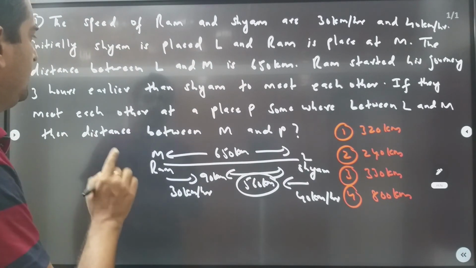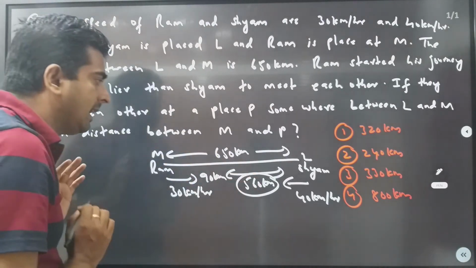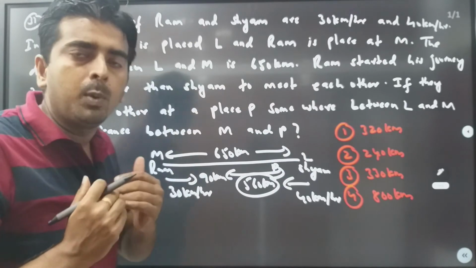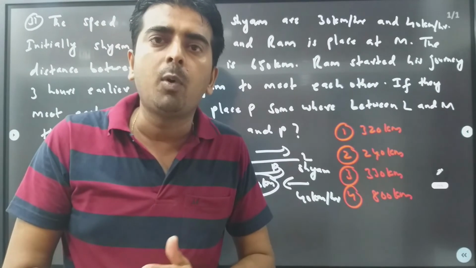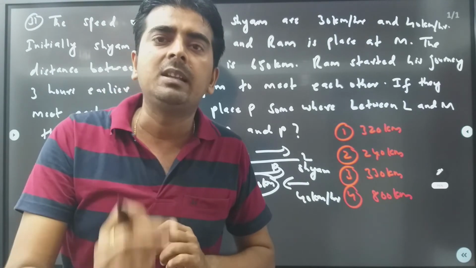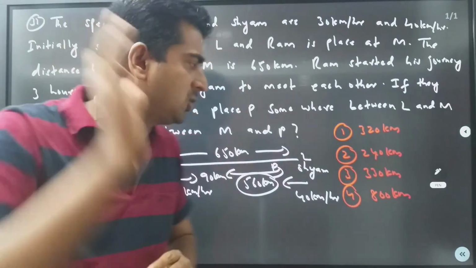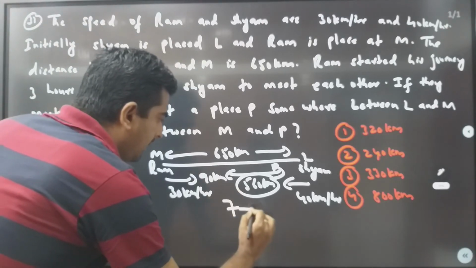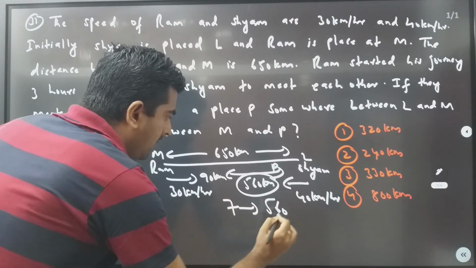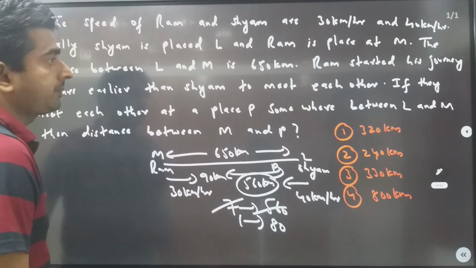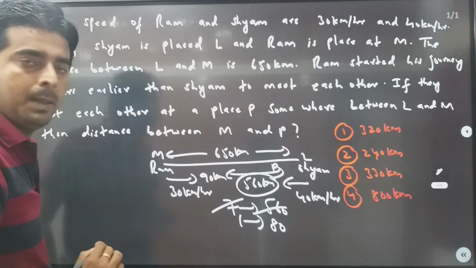If they meet each other at place P, somewhere between L and M, I am considering here. Whenever the meeting point is there, time is same, and whenever time is same, distance ratio is directly proportional to speed ratio. Speed ratio is how much? 3:4. That means 7 parts is remaining, 560. So 1 part is how much? 80.